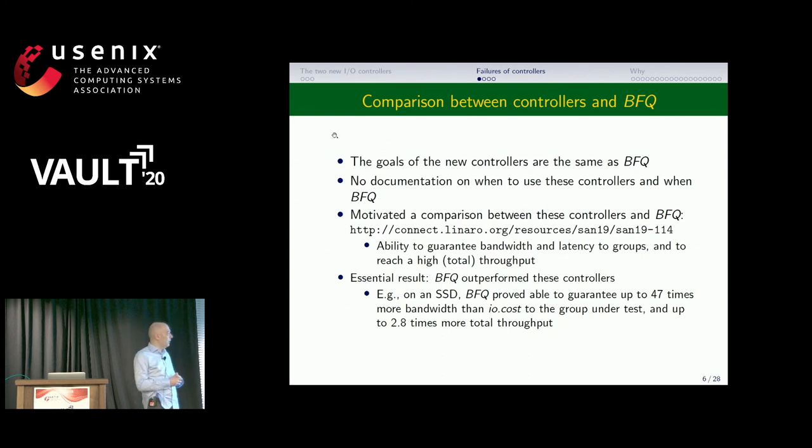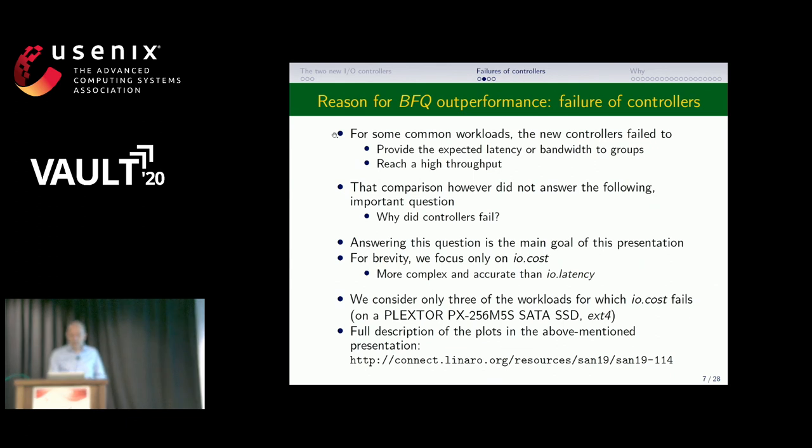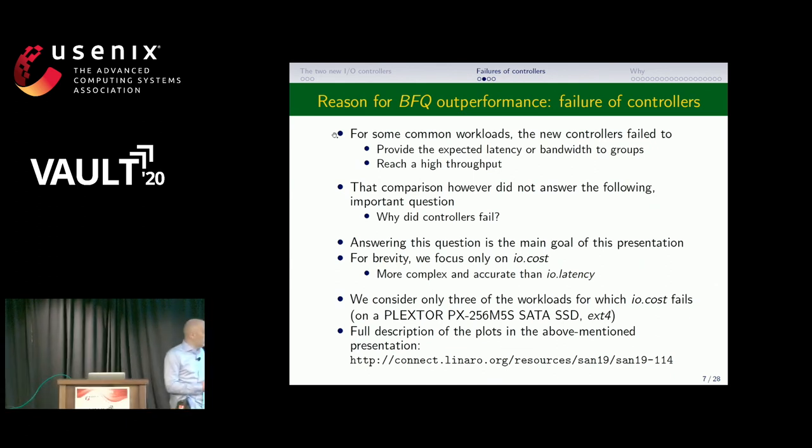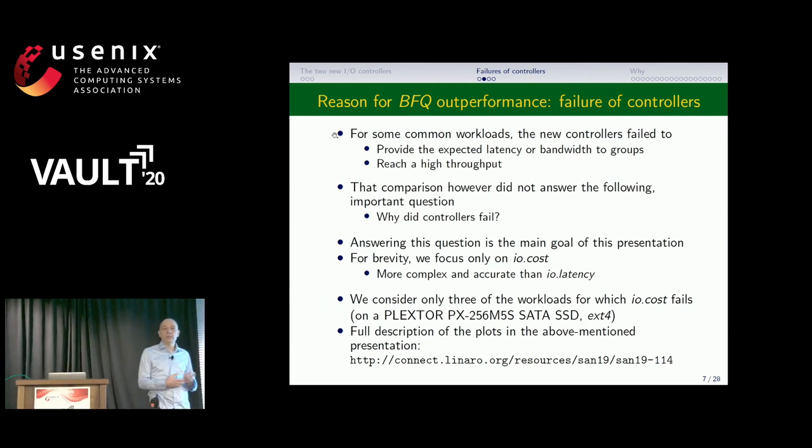In particular, this comparison is about the ability to guarantee bandwidth and latency, and at the same time to reach a high total throughput. In essence, the result is that BFQ actually outperformed these controllers. For example, on an SSD, the group under test received up to 47 times more throughput than with IOCost, and the total throughput was up to 3 times higher with BFQ. Why? Not because BFQ had any paranormal performance, it's just because those controllers failed. They failed to control bandwidth with some workloads, or they failed to reach a high throughput.